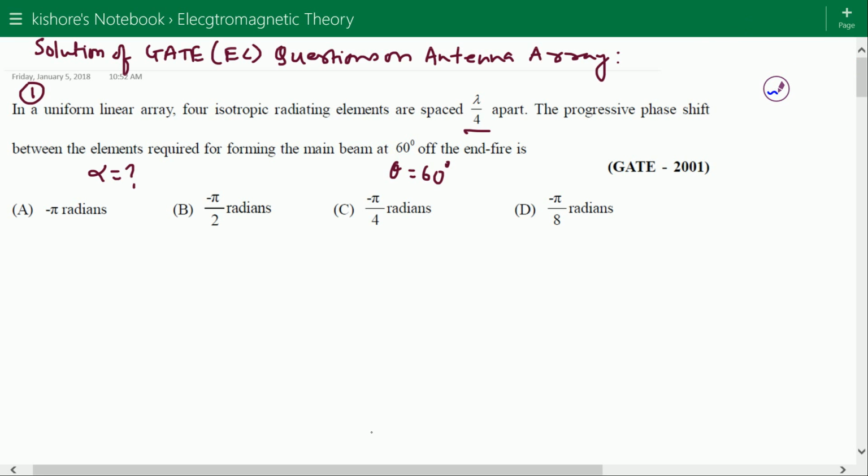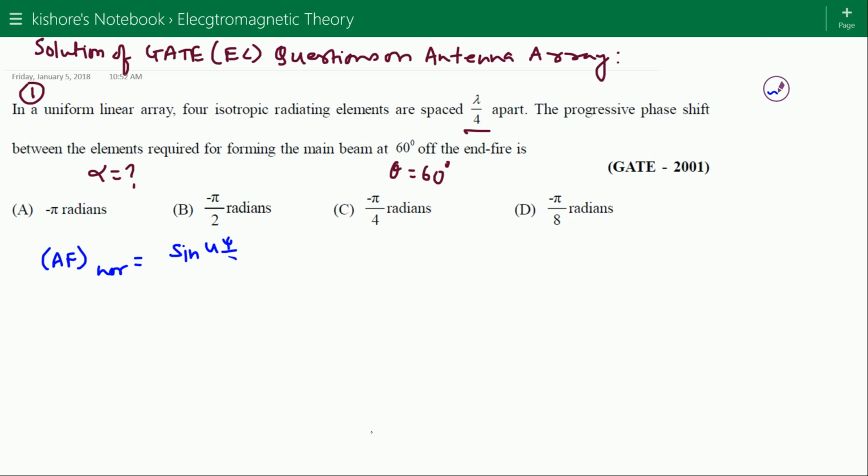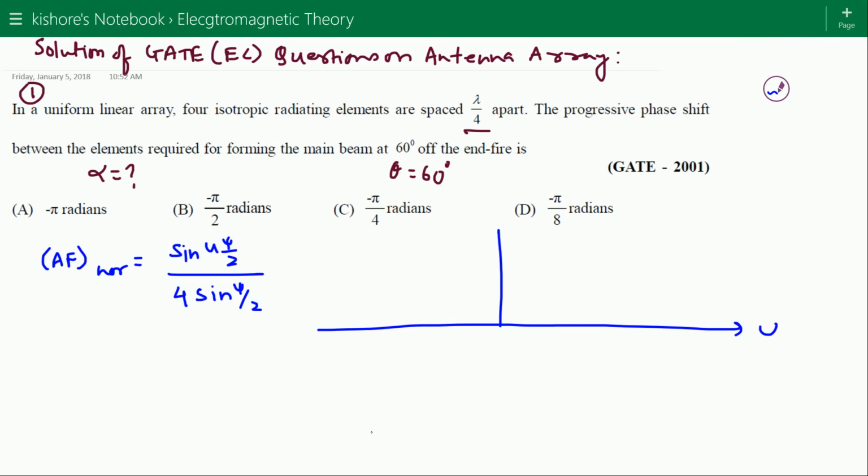Now we know that the normalized array factor for array of 4 elements, linear array, uniform linear array of 4 elements is sine 4 psi by 2 divided by 4 sine psi by 2. Now if I draw this array factor with respect to psi, the total phase difference, then it is something like this.